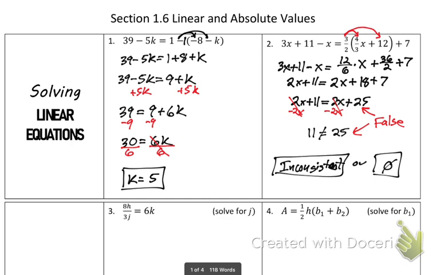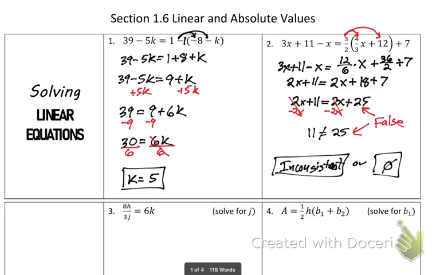What would happen if this was a true statement? What if this came up to 11 equals 11? It'd be all real numbers, which we'd put either all solutions, all real numbers, or just for the sake of it, you can put the boldface R, which looks like that. That stands for all real numbers as well. So there's multiple ways to say all solutions: all solutions, all real numbers, or you can just put the capital R.